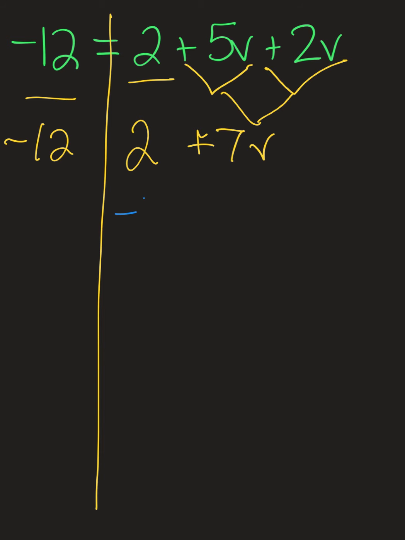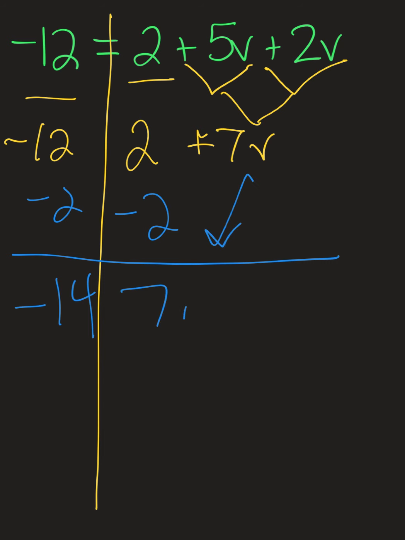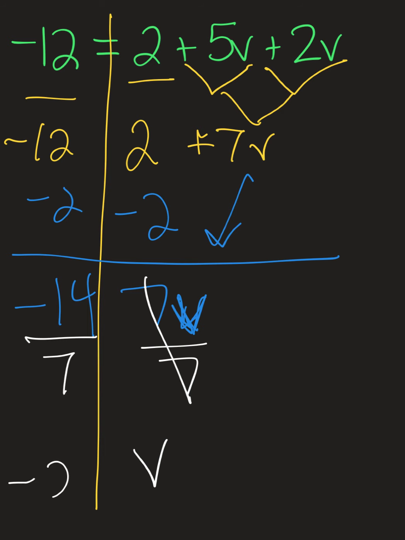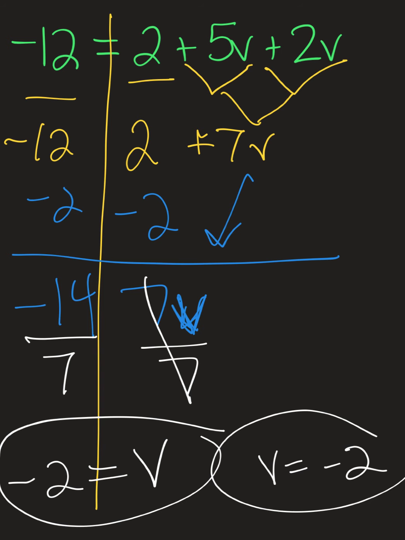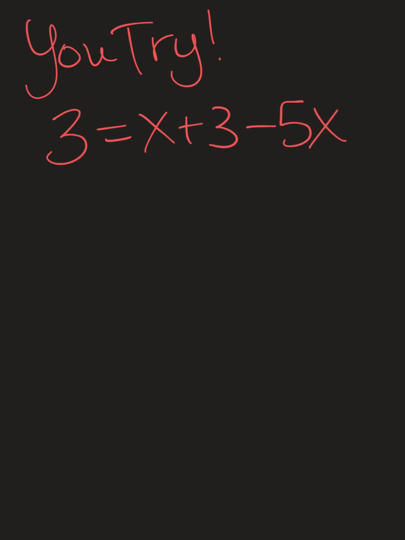So I'm going to subtract 2 from both sides. Now remember my signs. Negative 12 and negative 2 gives me negative 14. And then, of course, I have 7v left. And I want to isolate the variable, so I am going to divide by 7, because 7 divided by 7 gives me just v left. If I do it to one side, I have to do it to the other, and I get negative 2 is equal to v, or v equals negative 2. Go ahead and pause your video and give this one a shot. When you're finished, go check in with Mrs. Jackson.